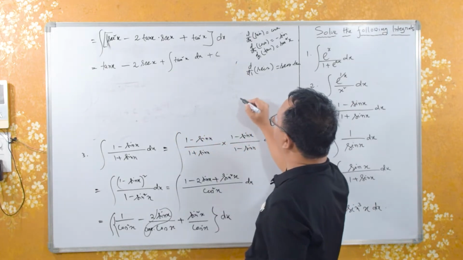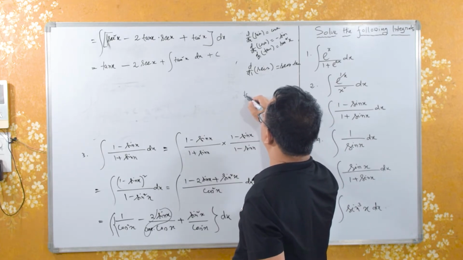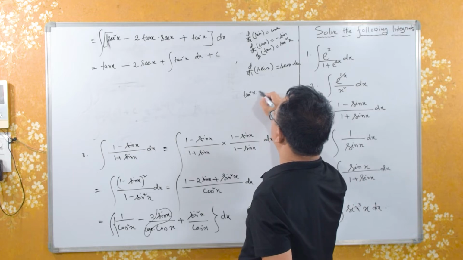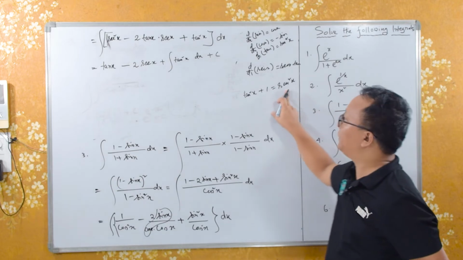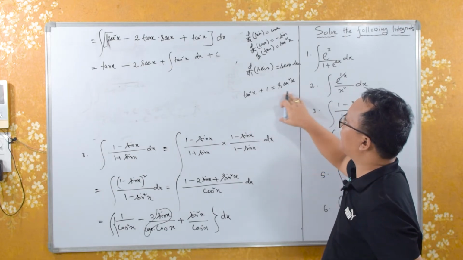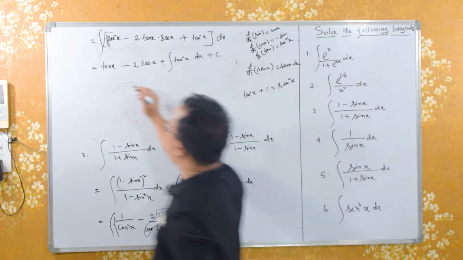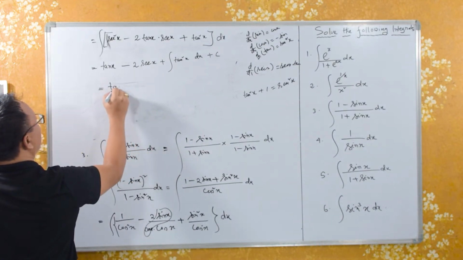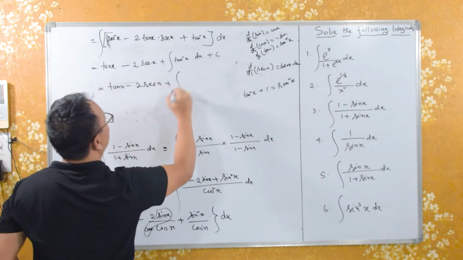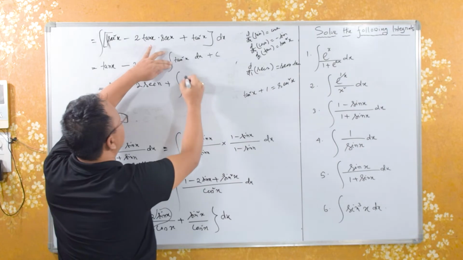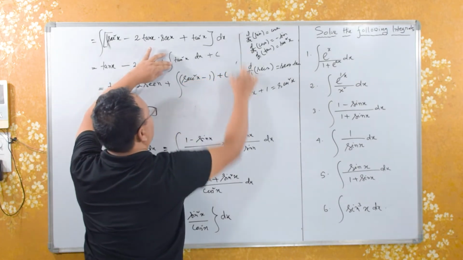Now in trigonometry we have tan square x plus 1 equals sec square x. This is a trigonometric identity. Therefore tan square x is sec square x minus 1. Instead of tan square x, I can write sec square x minus 1, that is tan x minus 2 sec x plus integral of sec square x minus 1, plus c.